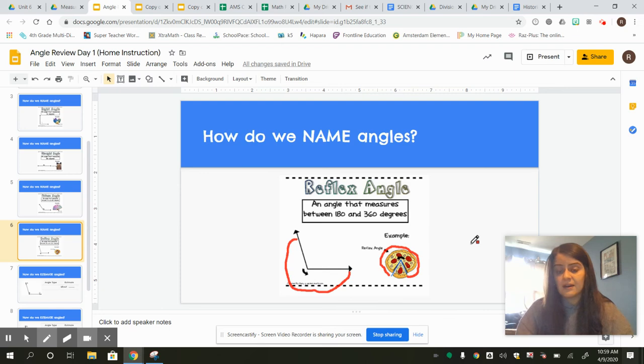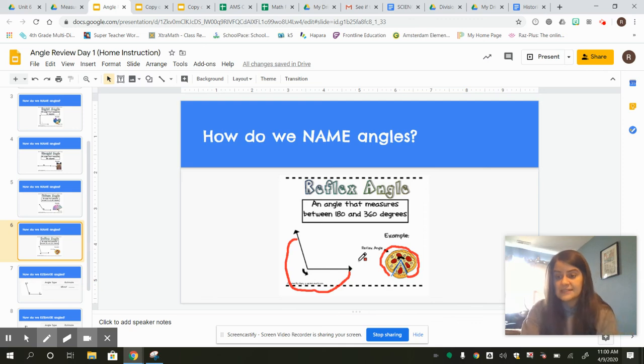So we had acute, right, obtuse, the straight line, which we know is 180, and the reflex angle. So we know it's between 180 and 360. It goes past a straight line, but it's not quite a full circle. And the arrow on the outside of the angle shows us the way of the rotation.